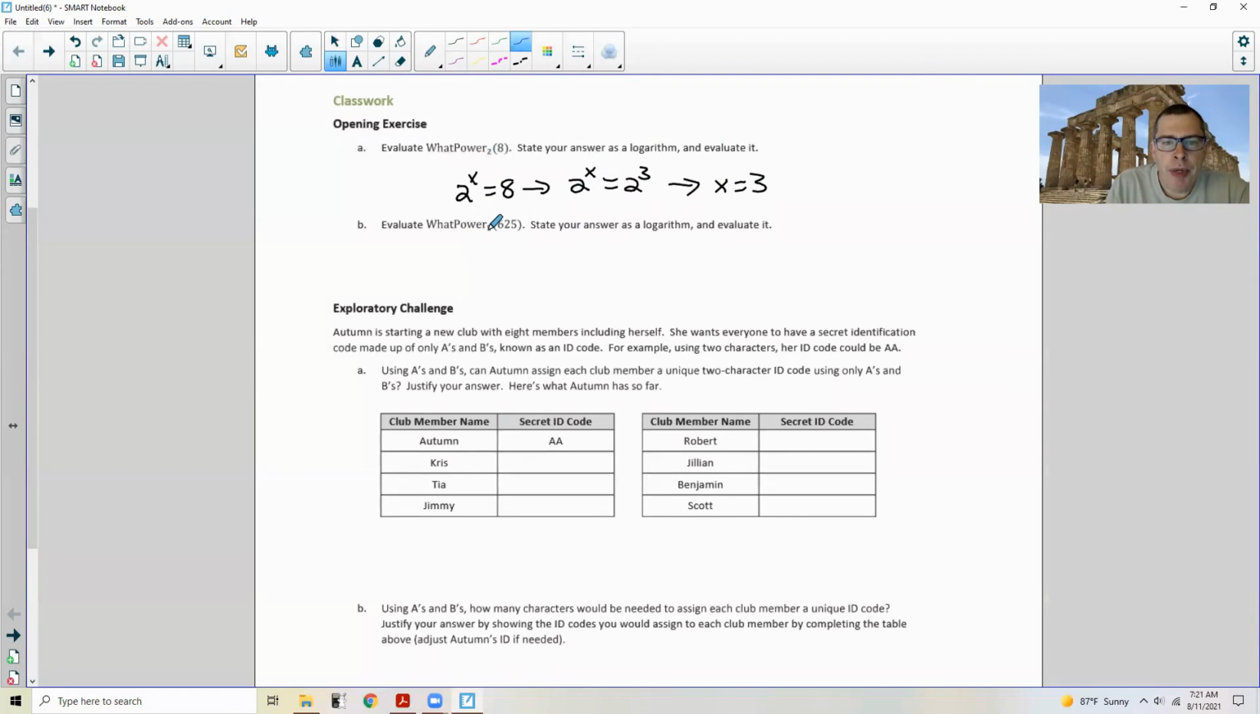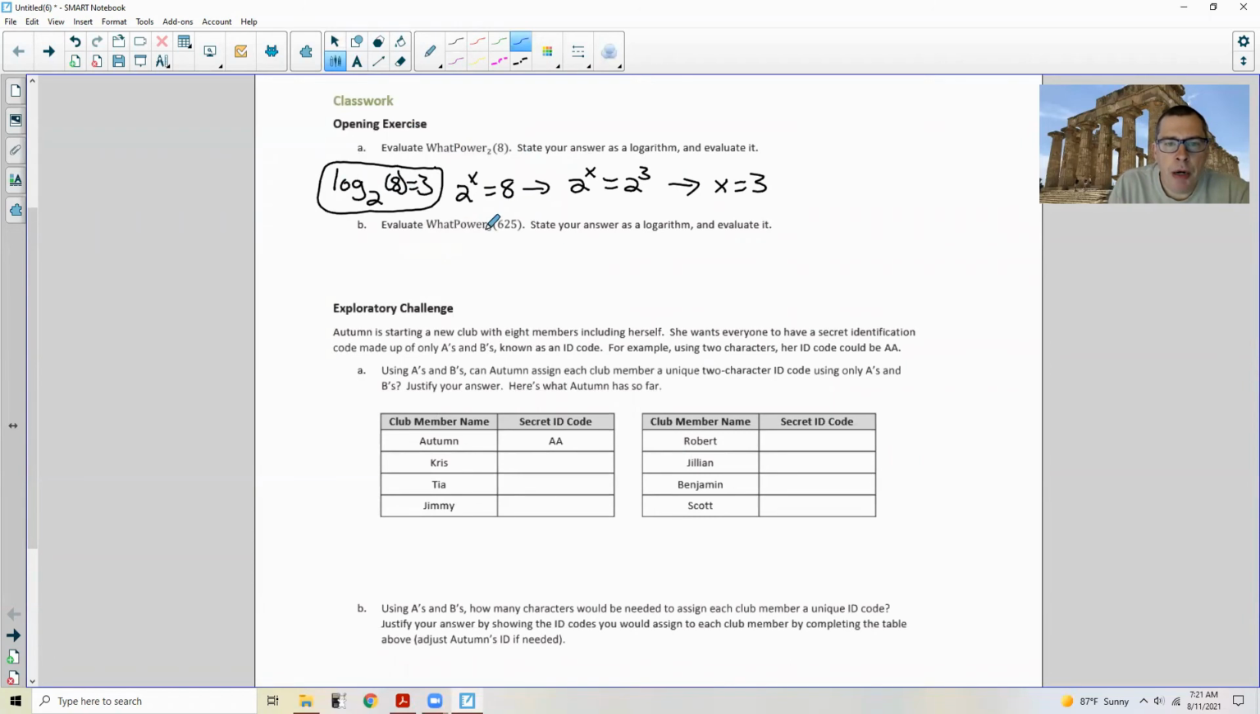Evaluate what power of base 5 gives you 625. State your answer as a logarithm and evaluate it. So first of all, I didn't state this as a logarithm. So you'd say log base 2 of 8 equals. So this would be our logarithmic representation. Okay? Instead of saying what power, you just change it to log.